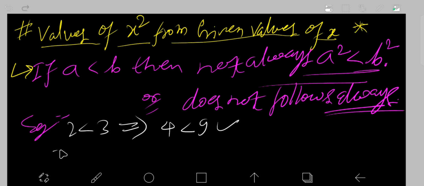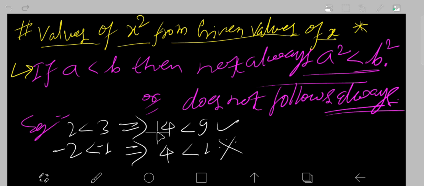Yes, this one is satisfied. But when we take minus 2 is less than 1, and square both sides, this gives 4 less than 1, but this is incorrect. So this one is not always satisfied. When this one is satisfied, just think about this type and note it down.